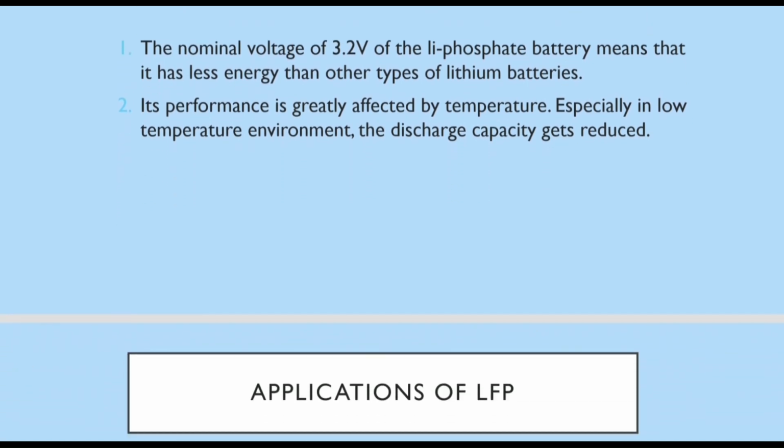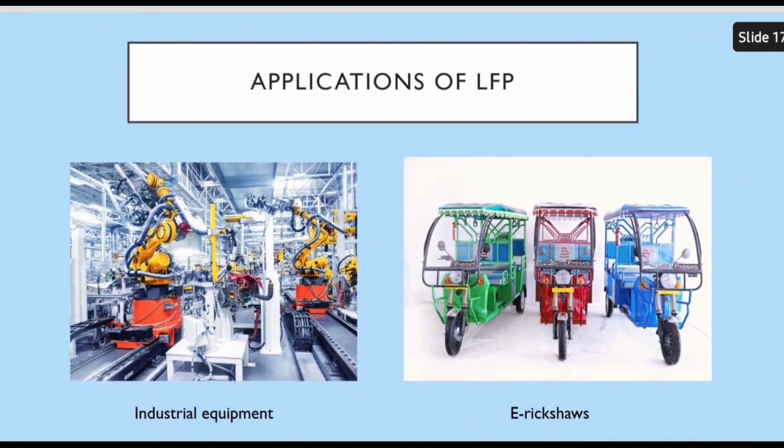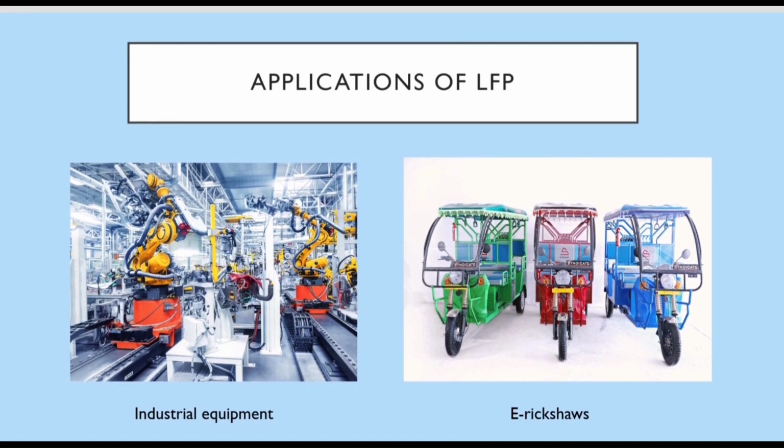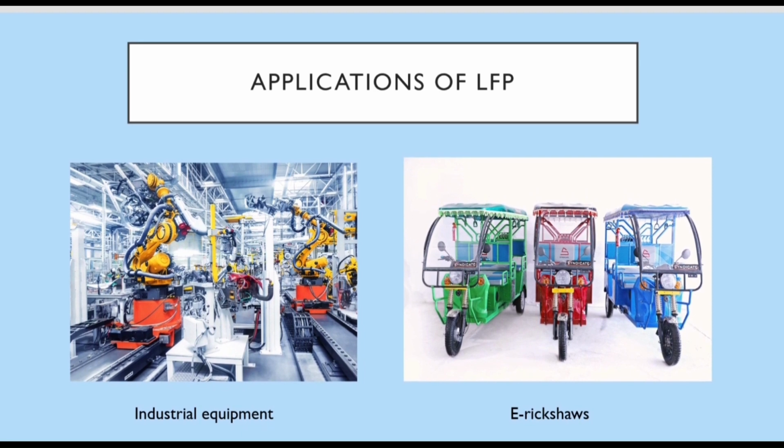The next point is applications of lithium iron phosphate. First, lithium iron phosphate batteries are used in industrial equipment and heavy machinery. Second, they are widely used in environments, especially in electric bikes, electric rickshaws, and many cars because of their ability to withstand a lot of mechanical and thermal abuse.